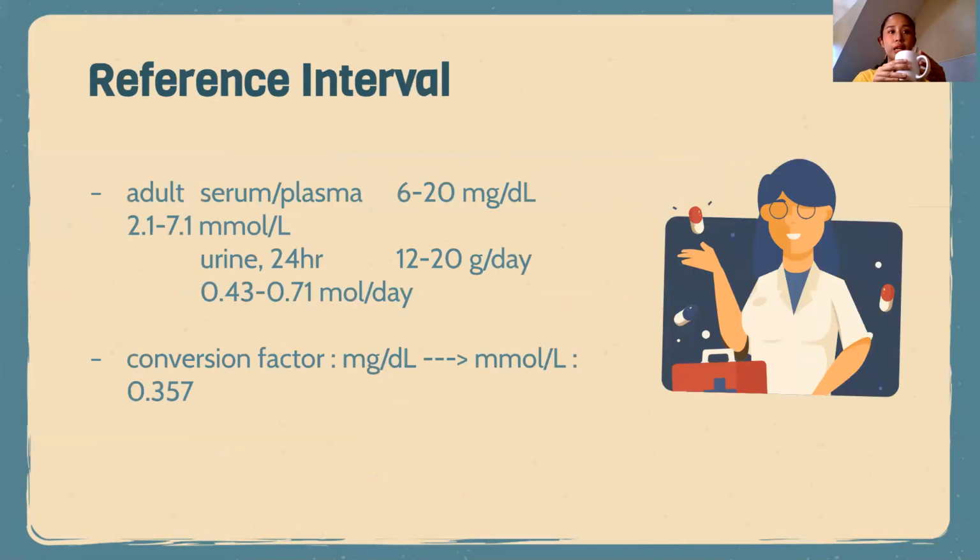So, reference levels of BUN, class. In adults, 6 to 20 milligrams per dL. In urine, 12 to 20 grams per day. So class, the conversion factor of glucose into millimoles is 0.055, and the conversion factor for BUN is 0.357.